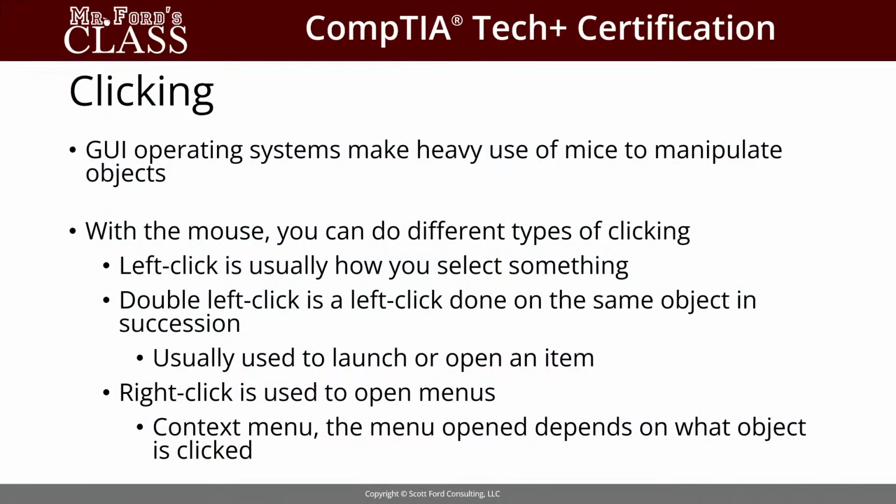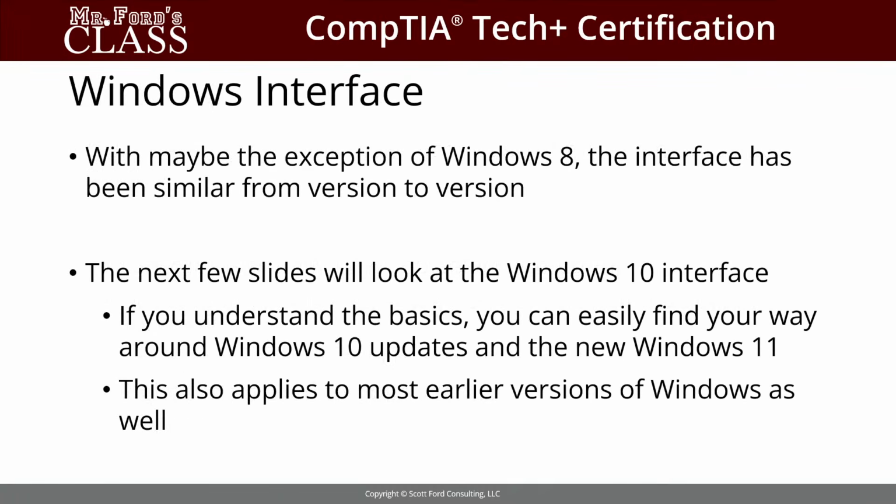Clicking. GUI operating systems make heavy use of mice to manipulate objects. I think this comes as no surprise. With the mouse, you can use different types of clicking. Left click is usually how you select something. You can double left click. This means you're opening or launching something. A right click is usually context sensitive and will open up menus that you can choose from. With maybe the exception of Windows 8, the interface has been similar from version to version.